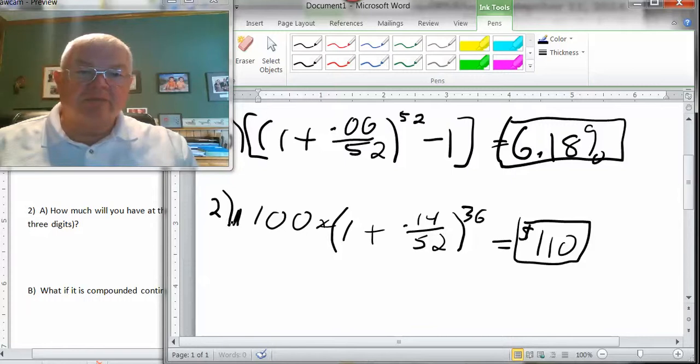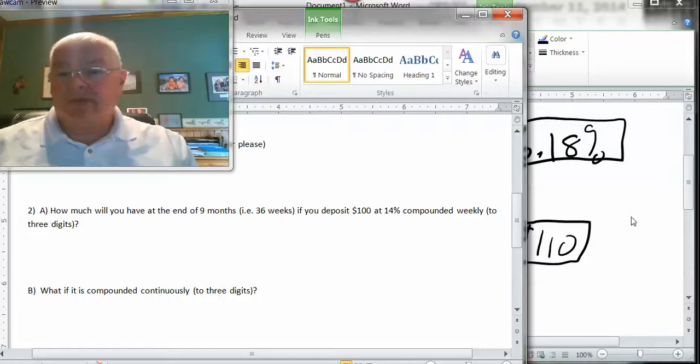That's A. There's a part B too. And part B says, what if it's compounded continuously?